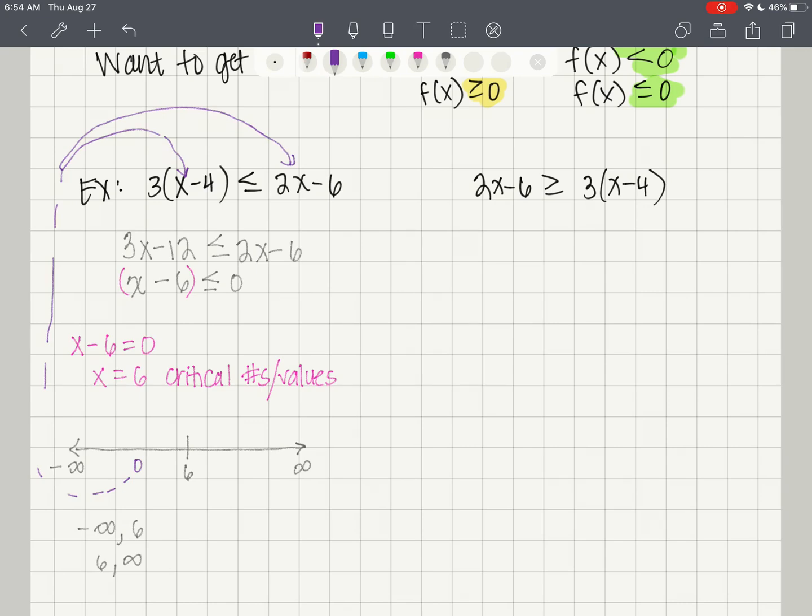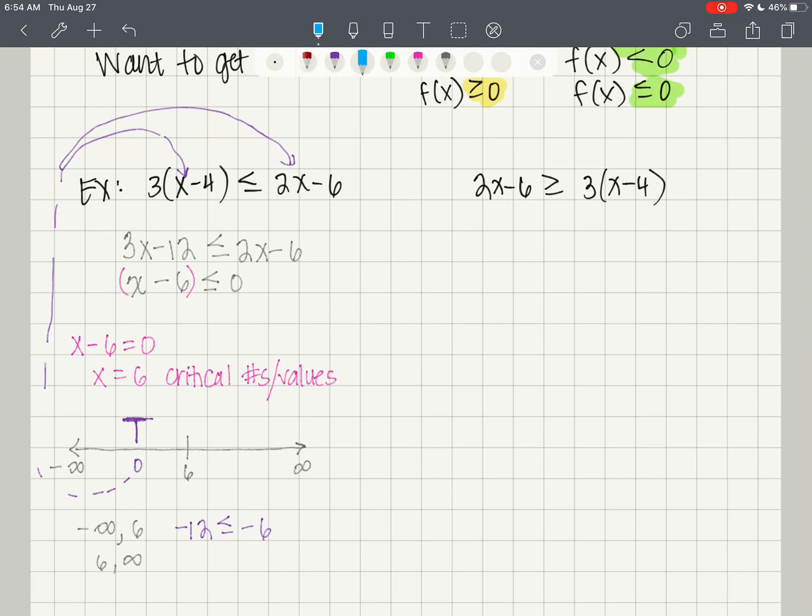When I put a 0 in, I get 3 times negative 4 is negative 12. And then on the right-hand side, when I put a 0 in, I get negative 6. Negative 12 is indeed less than negative 6. So that interval has a truth value of T, which is true, which means that that interval is part of the solution. I'm going to put 6 in and see if my actual point, my critical number 6, works.